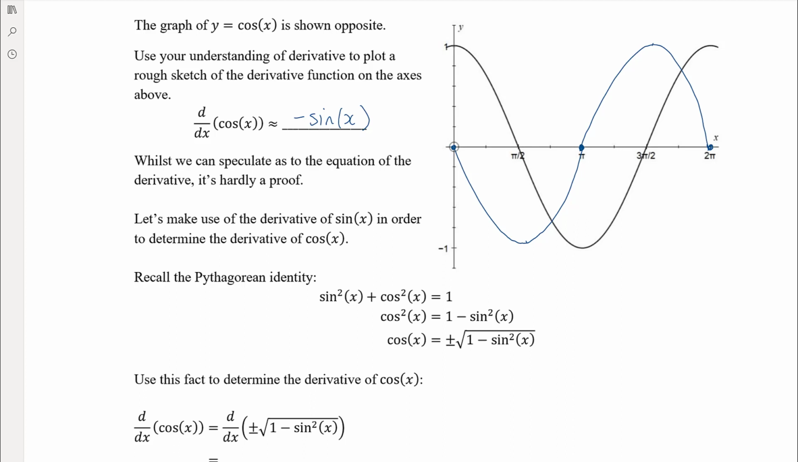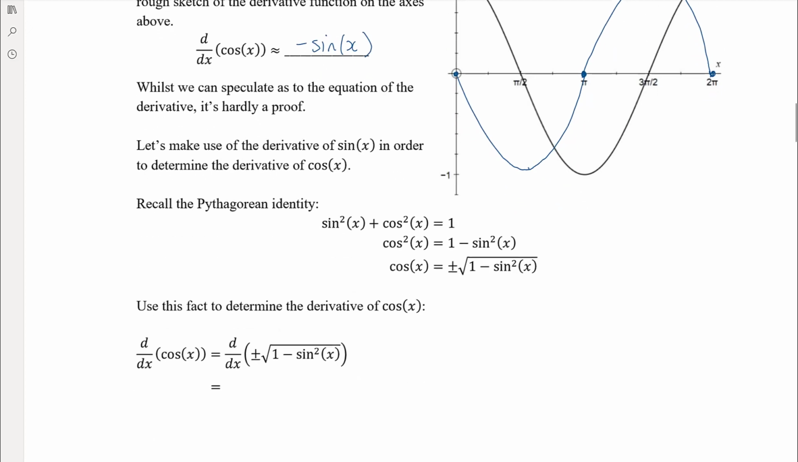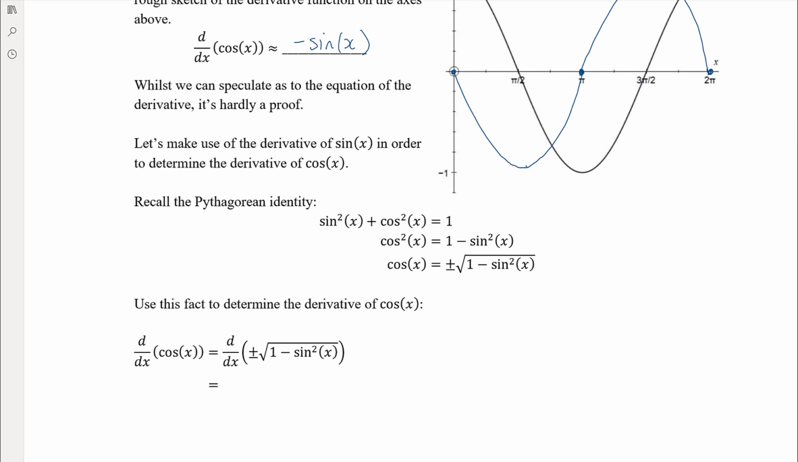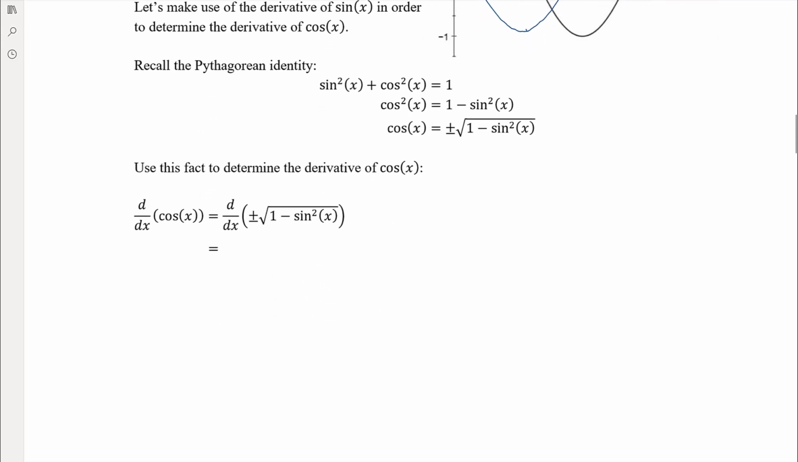So what we can actually do is use that we now know what the derivative of sine is, we can use that to work out exactly what the derivative of cosine is. If we remember the Pythagorean identity, sine squared plus cos squared is equal to 1, which tells us that cos squared is equal to 1 minus sine squared x, and therefore cos x is equal to the positive or negative square root of 1 minus sine squared x. So if we differentiate that, we should be able to find our derivative of cos.